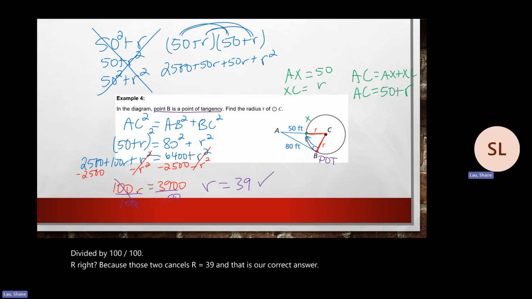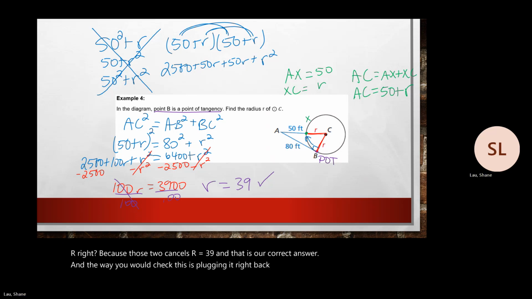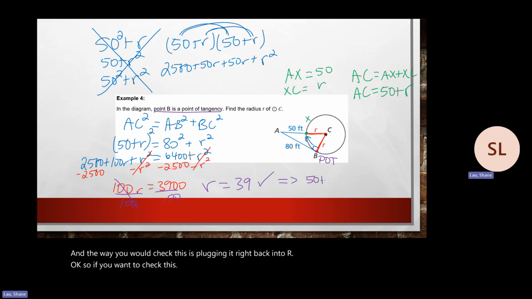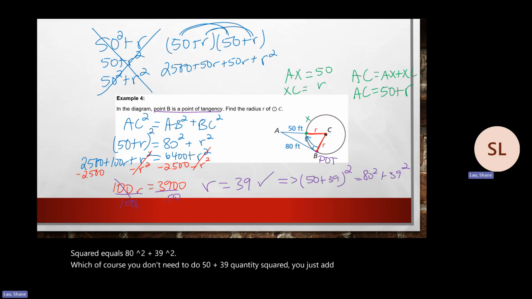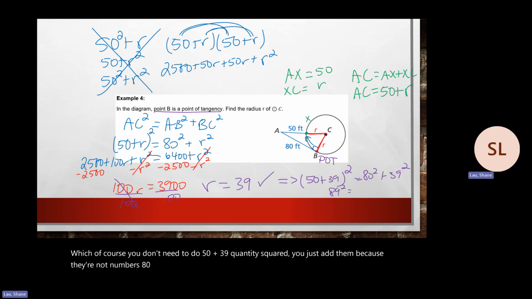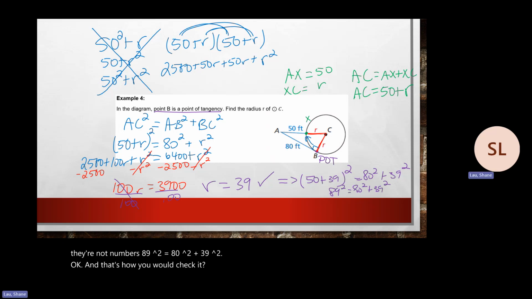And the way you would check this is plugging it right back into r. So if you wanted to check this, you would put 50 plus 39 squared equals 80 squared plus 39 squared, which of course you don't need to do 50 plus 39 quantity squared. You can just add them because they're now numbers. 89 squared equals 80 squared plus 39 squared. Okay, and that's how you would check it. Okay, long, strenuous process, a lot of time to explain it, but I think it is good to explain it this way.